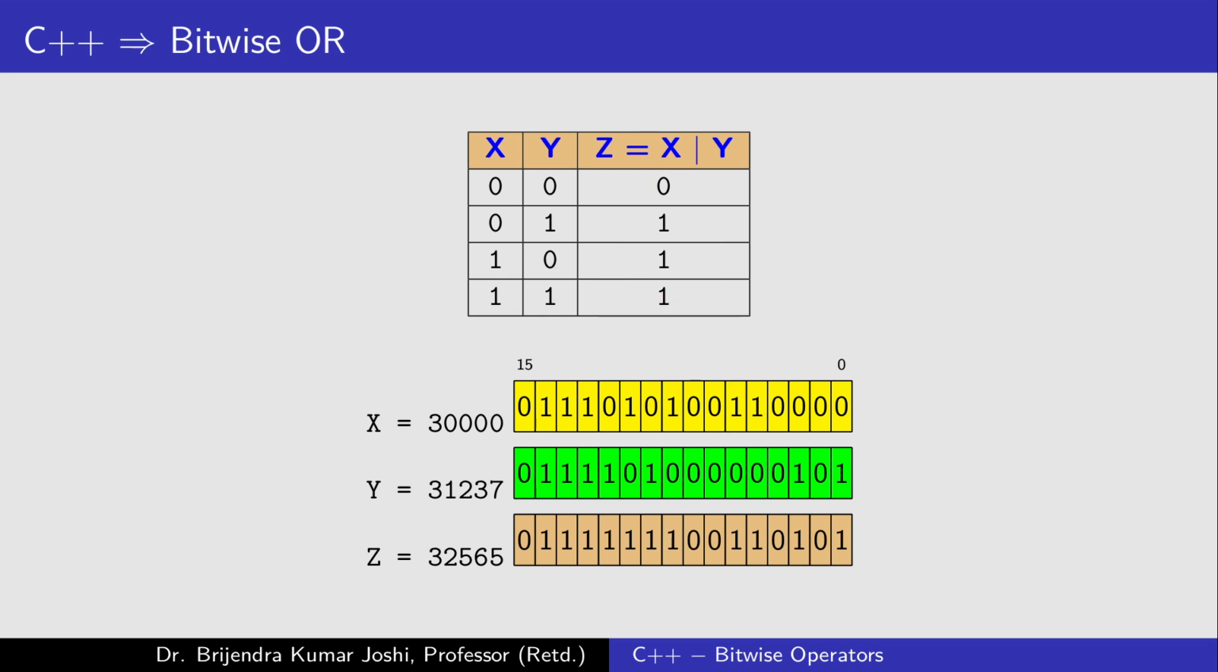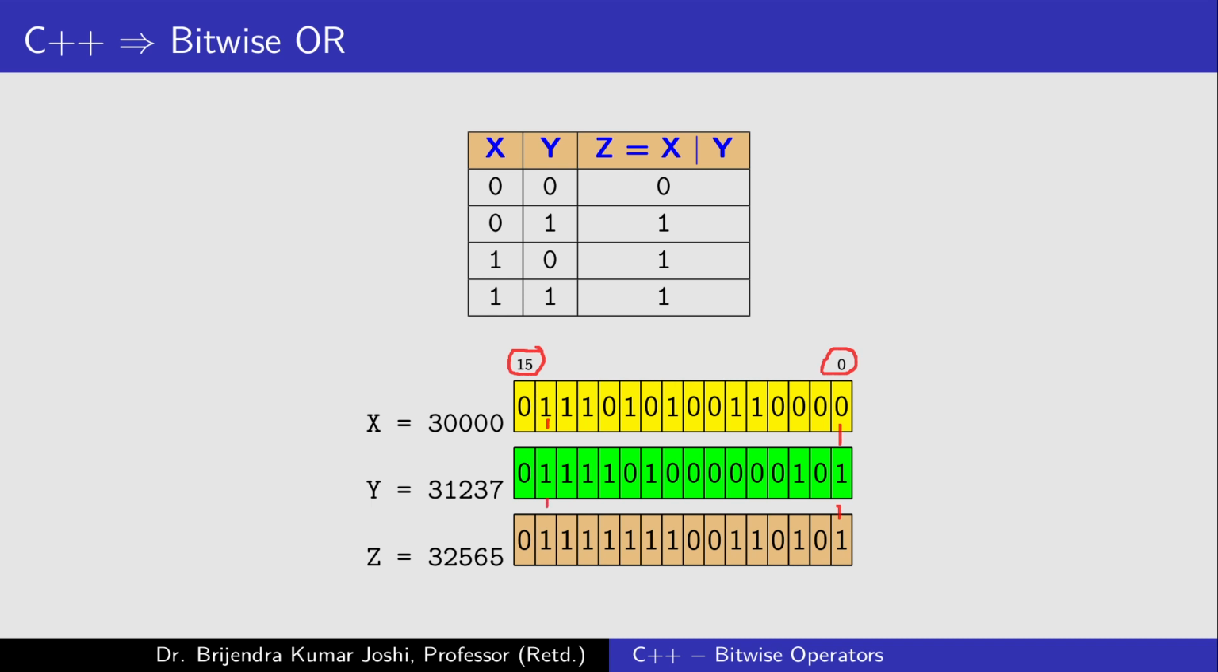It can be seen in this small example. X is 30,000, Y is 31,237. So their bitwise OR operation would result in 32,565. One thing to be noted, here it is for calculation and example purposes only. So I have assumed that we have a 16-bit machine, as it used to be in the case of Turbo C++ 3.0, etc., where the size of an int was 16 bits. So here you can see 0, 1, result would be 1, and continue till this.